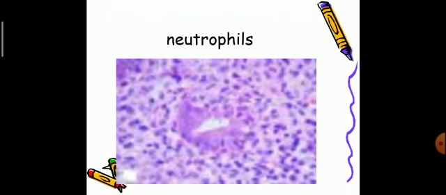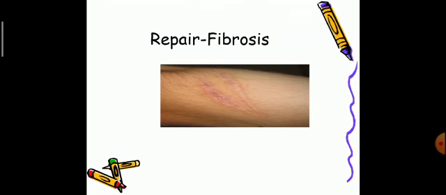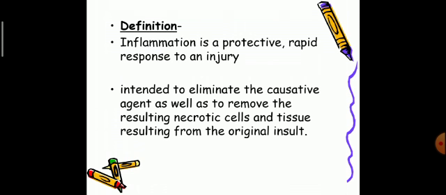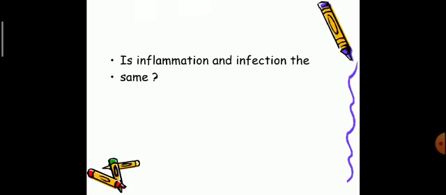So you can see the neutrophils in the acute inflammatory processes. Neutrophils aggregate at the site of inflammation. So this is the repair and fibrosis after all events of inflammation. So now the definition. What is inflammation basically? Inflammation is a protective, rapid response to an injury intended to eliminate the causative agent as well as remove the resulting necrotic cells and tissue resulting from the original insult.